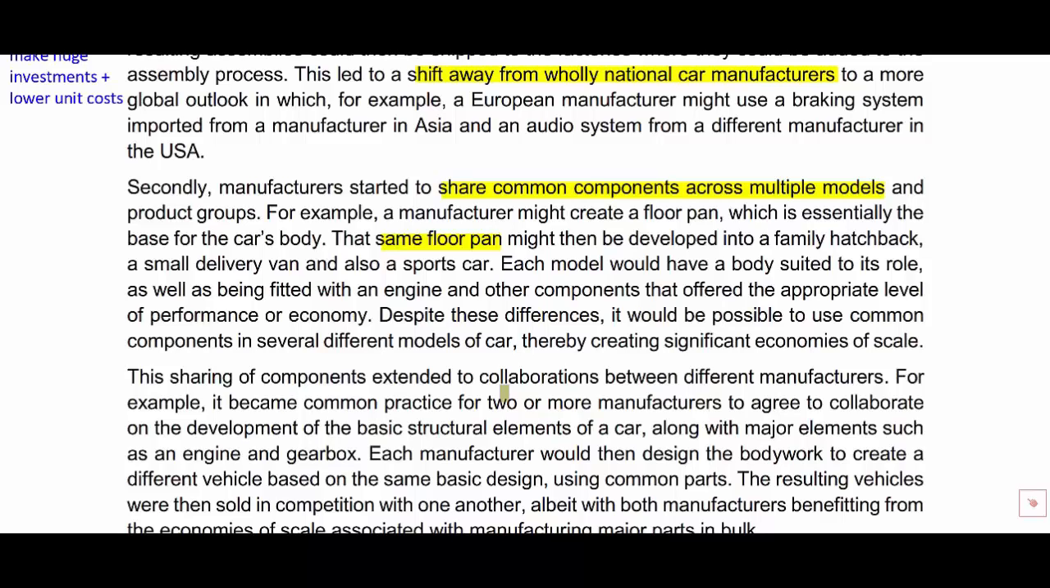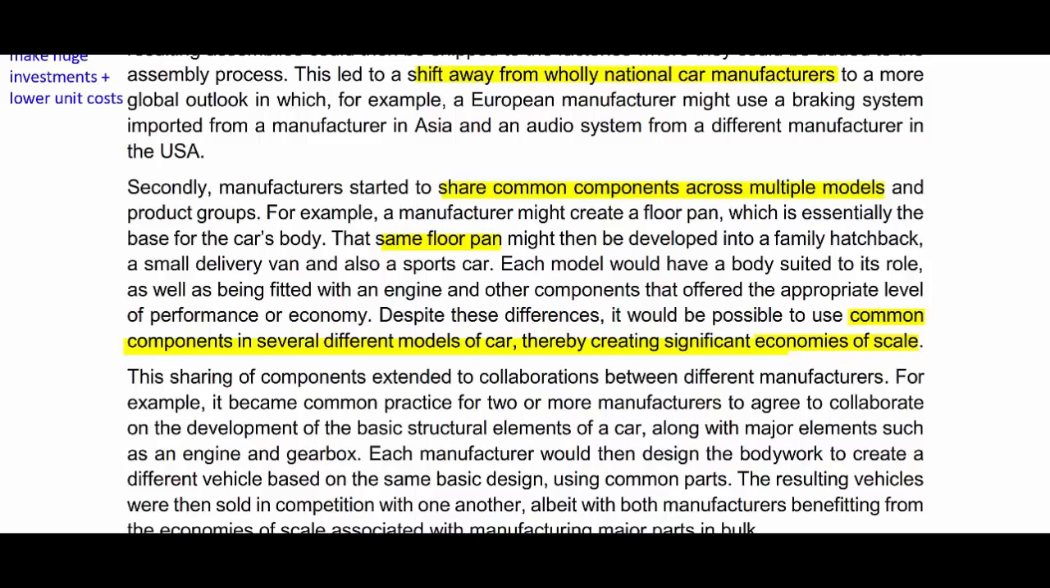And obviously, it's a great way to, again, achieve economies of scale. That term comes up again and again, as I've said before. And common components, we're told, are used in several different models of cars, thereby creating those economies of scale.